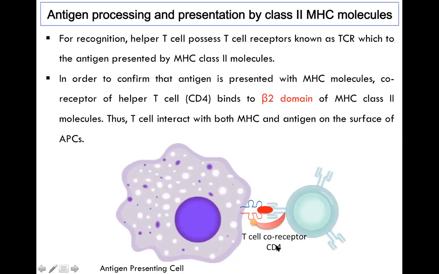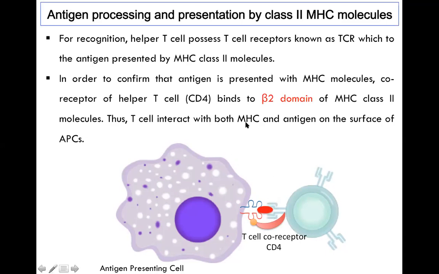So now the CD4 binds to the beta 2 domain of MHC class 2 molecules. I repeat, that is the same story we have already discussed earlier. The T cell co-receptor CD4 will bind to the beta 2 domain of MHC class 2 molecules, and thus the T cell interacts with both. What does "both" mean? It means the MHC molecule as well as the antigen.